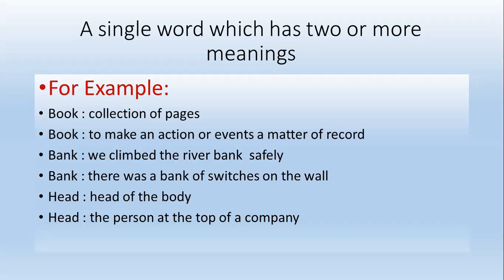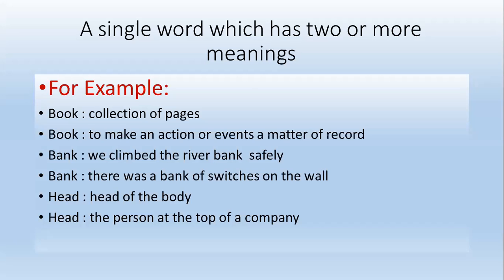Polysemy is a word which has similar meanings. There are many English words with related meanings. There are some examples of polysemy. For example, book. A book is a collection of pages, and the other meaning is to book, to make an action or event a matter of record. Just like that, I forgot to book a hotel room.